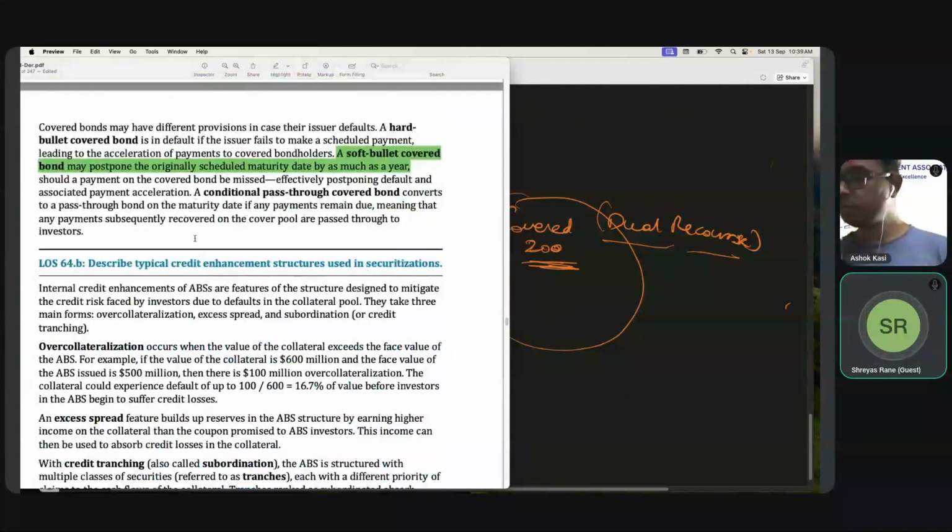Then hard bullet covered bond, soft bullet covered bond. This is self-explanatory. Hard bullet covered bond means if the issuer fails to make a scheduled payment, it is defaulted. Very clear, defaulted. Soft bullet covered bond means they can delay the payment by one year, postponing the original scheduled maturity by as much as 1 year. Hard means no change. If you delay, defaulted. Soft bullet covered bond means you can delay by 1 year.